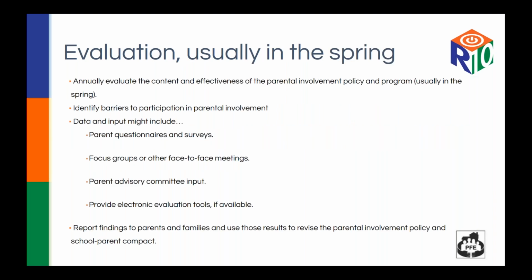Evaluation is typically done in the spring of the parent and family engagement program, but you can evaluate at any time. You can evaluate every quarter. You can evaluate halfway through, and then at the very end, if you like, to judge and find out whether or not we're on track with meeting the goals that we set for ourselves for parent and family engagement. Now, an annual evaluation does have to occur, and it's going to evaluate the content and effectiveness of that parent and family engagement policy and program.